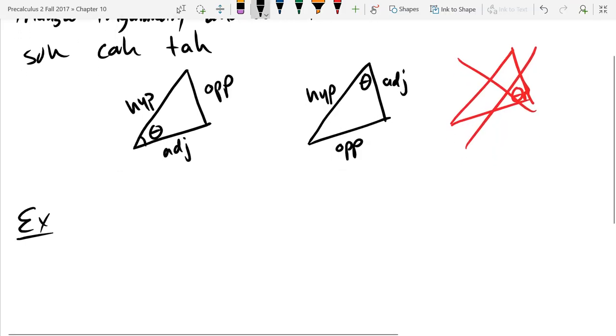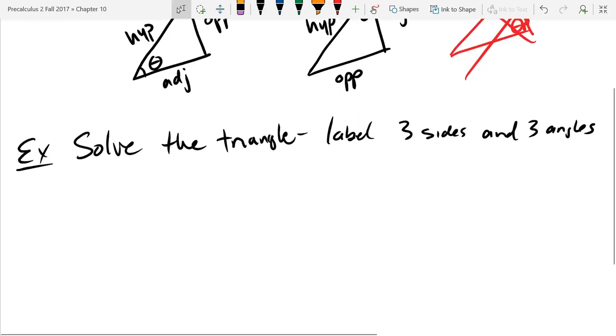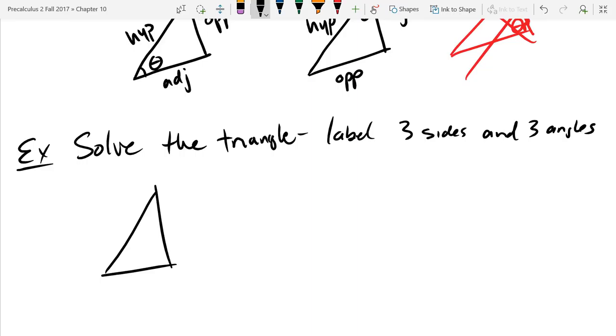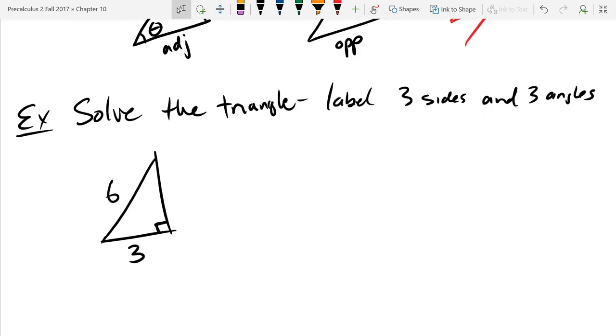So we're going to do what's called solving a triangle now. In solving a triangle, you're going to label all three sides and all three angles. Whenever you have a right triangle, you definitely know one angle. One angle is pi over 2, or 90 degrees. So I'm going to label all three sides and three angles. How do I get the third side? Yeah, Pythagorean theorem. So go ahead and apply the Pythagorean theorem and tell me that last side right there. It may have some ugly square root in it, and that's okay.